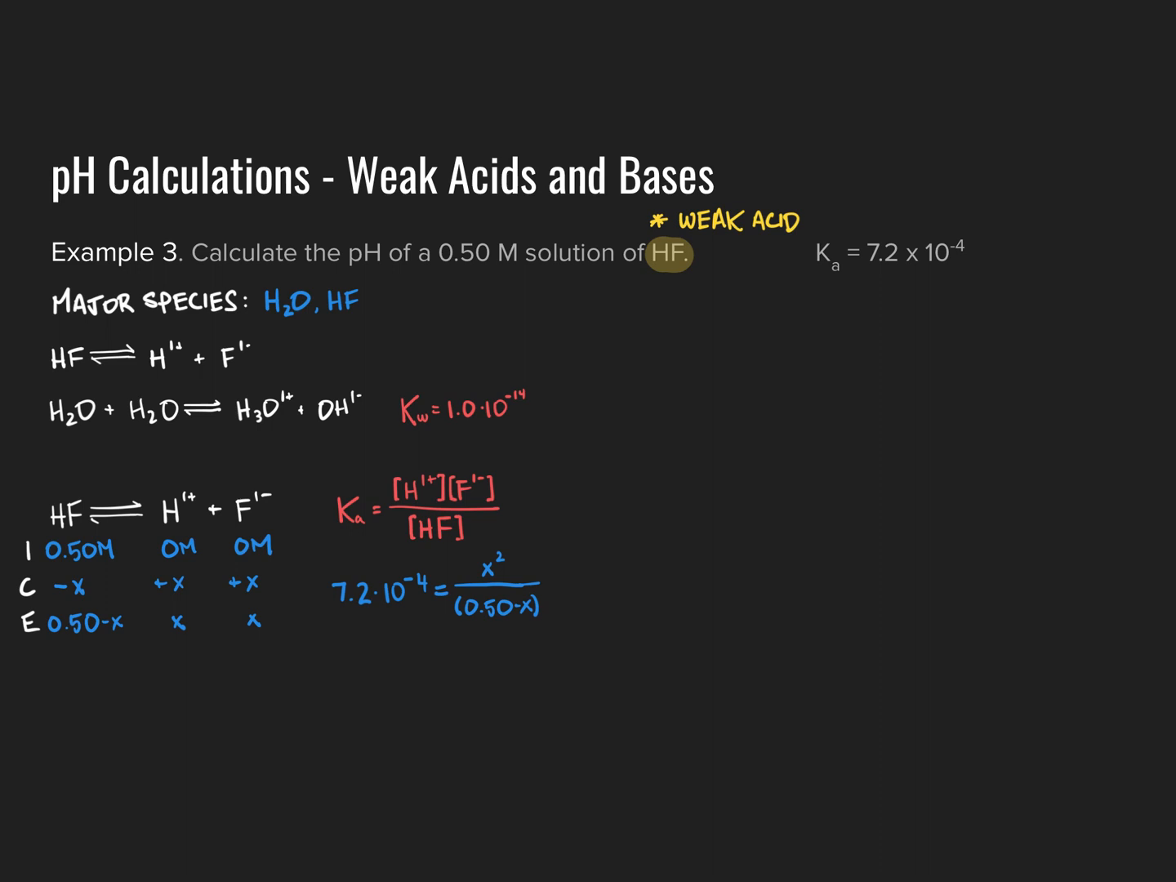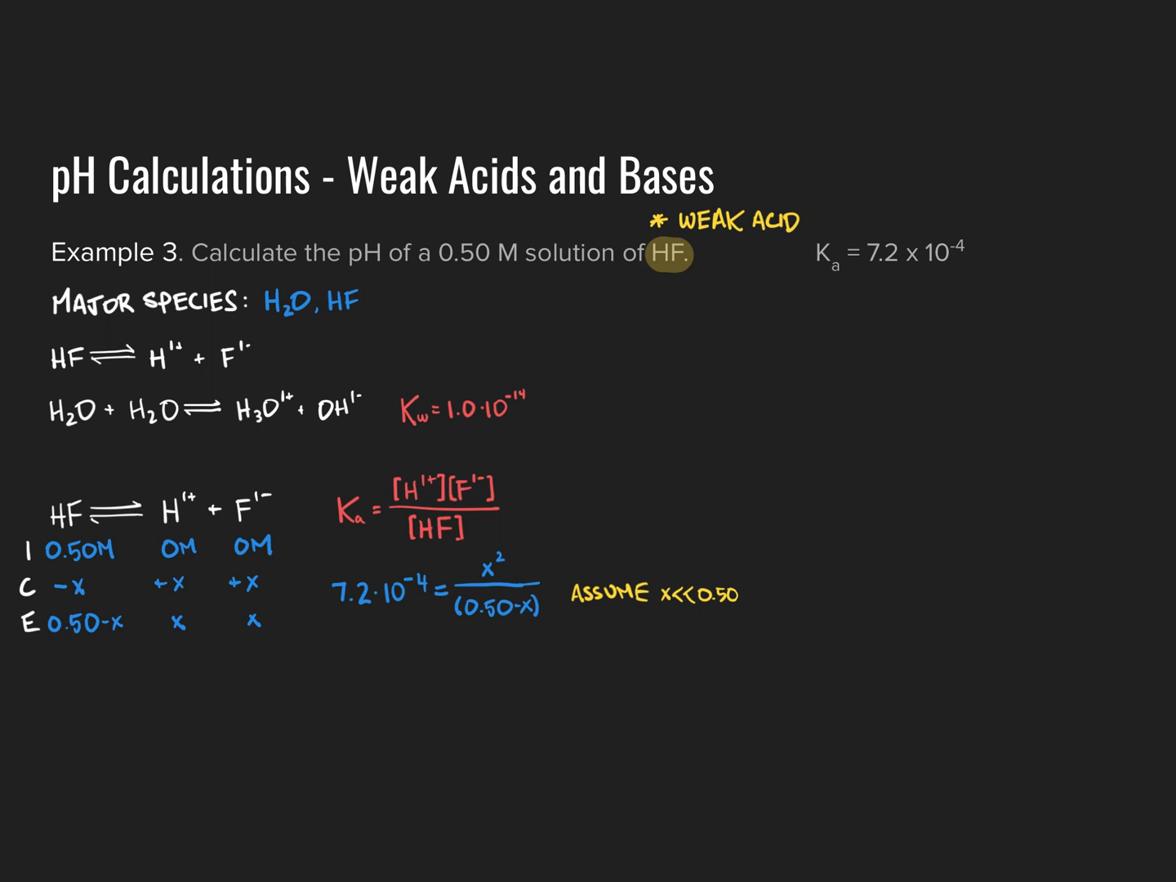Recognizing that my value of Ka of 7.2 times 10 to the negative fourth is a very small value. A small Ka implies a small ratio of products over reactants, which itself implies a small numerator, which therefore implies the value of x is small. So I'm going to go ahead and assume that x is not just small, but specifically that x is very small compared to that initial molarity of 0.50 molar.